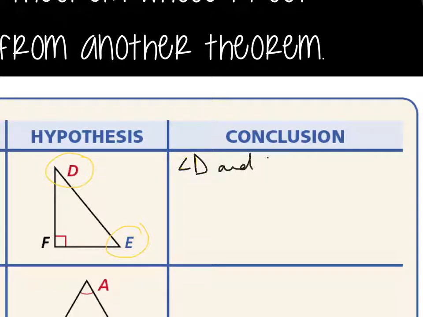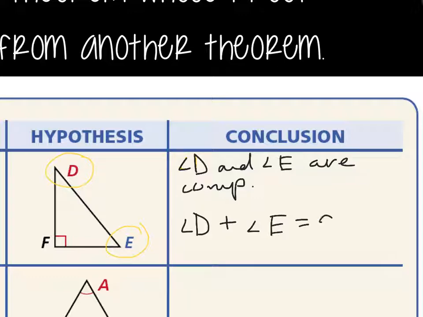Angle D and angle E are complementary. What does it mean to be complementary? They add to 90. So now we know angle D plus angle E is equal to 90 degrees. So if you have a right triangle, the two acute angles add up to 90 degrees.